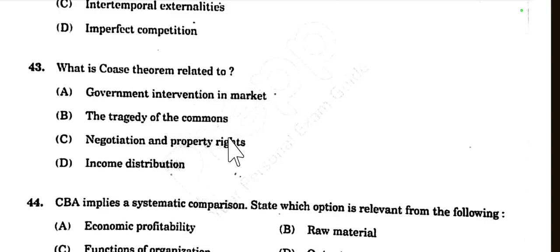Government intervention in market? No. Tragedy of commons? No. Negotiation and property rights, income distribution? Negotiation and property rights is the right answer according to Coase theorem. Property rights, negotiation, so these concepts are related with Coase theorem, so option C is the right choice.